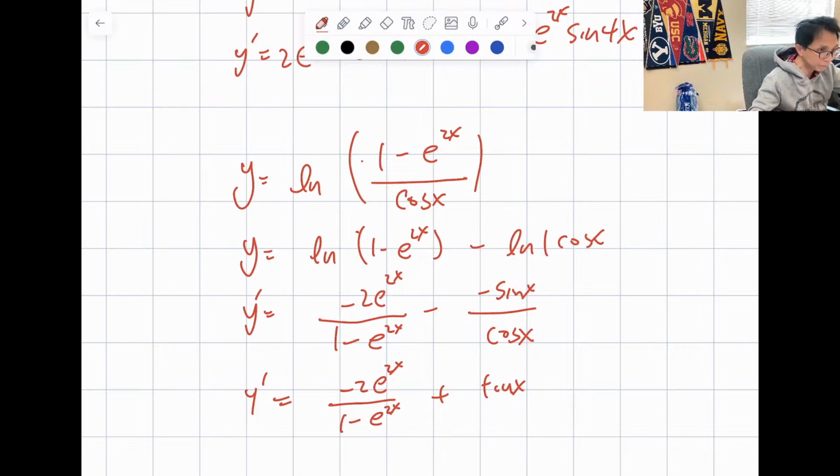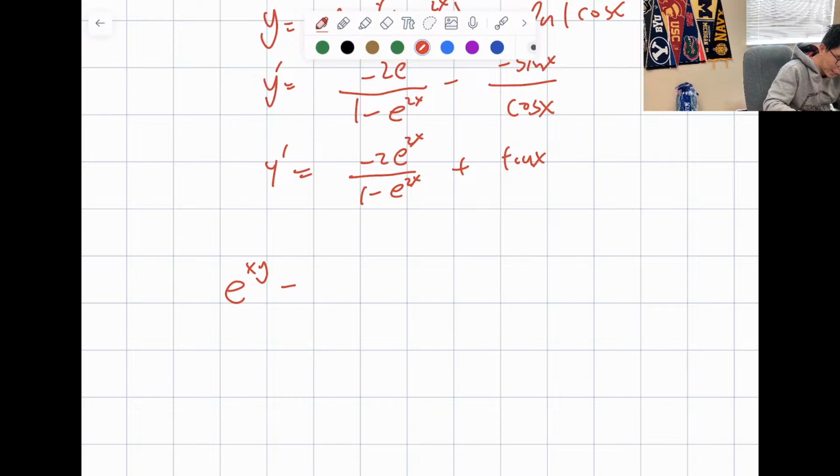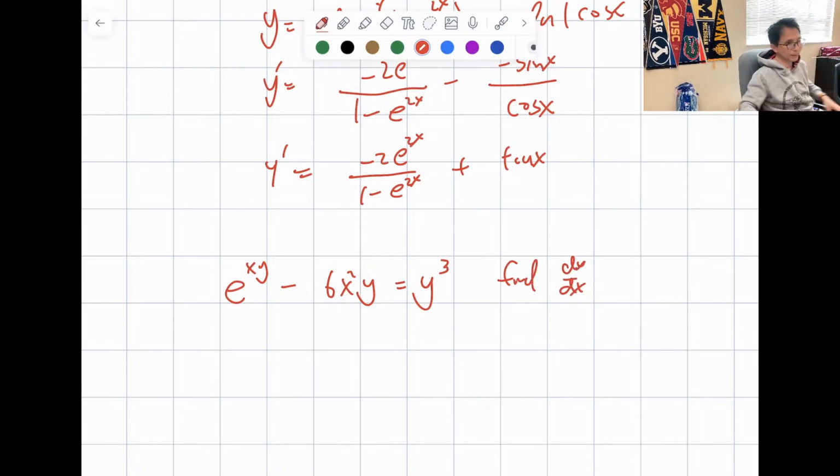Is that okay? Now let's talk about one of the harder ones here, which is the implicit derivative. But you cannot make mistakes, so I want you guys thinking about it. I have e to the xy minus 6x squared y equal to y to the third. I want to find dy dx. What kind of derivative is this? Implicit, good job. You are a genius.